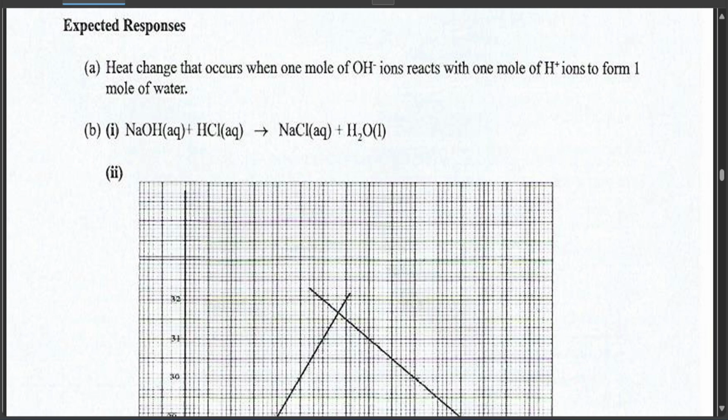Obviously, in neutralization you get something neutral, like water or salt. So that heat change is why we added the word heat, molar heat. It's the heat change that occurs when you take 1 mole of hydroxide ions and react it with 1 mole of hydrogen ions to form 1 mole of water. The equation itself was sodium hydroxide plus hydrochloric acid to give you sodium chloride and water. Very simple. You don't need to balance because it's already balanced.